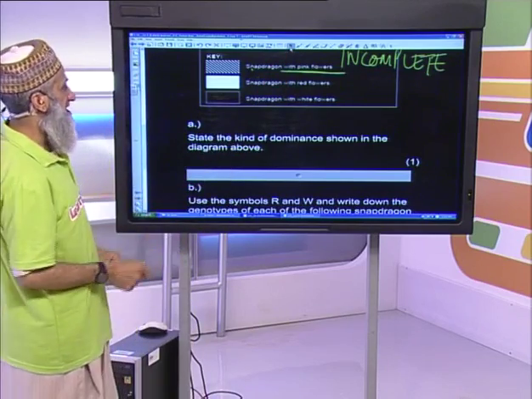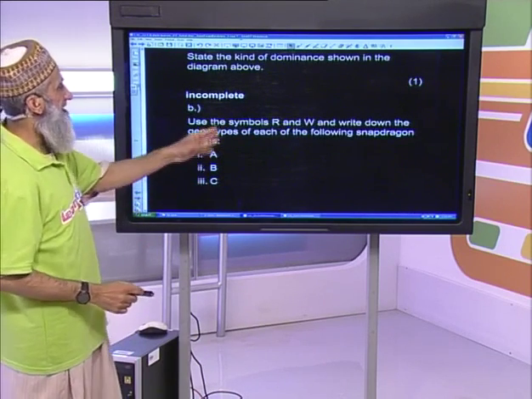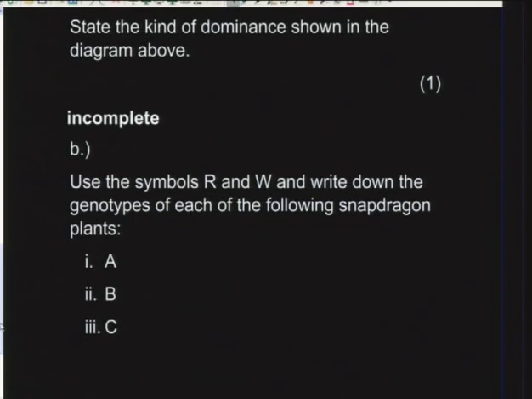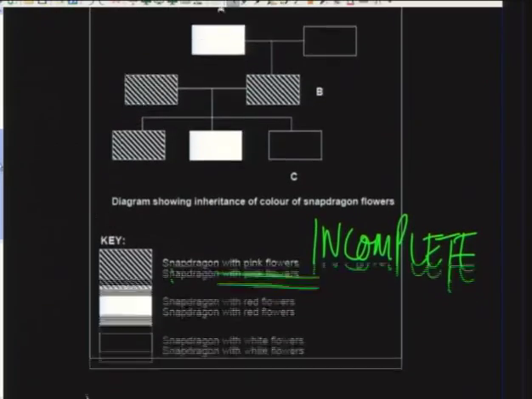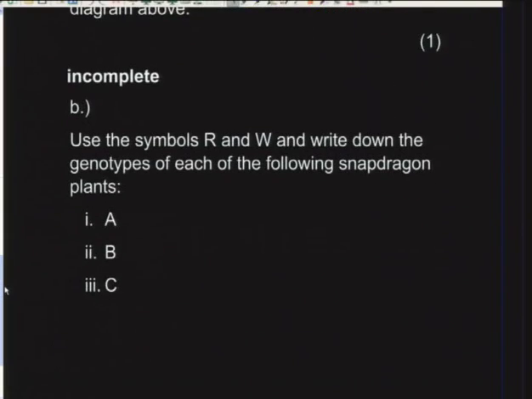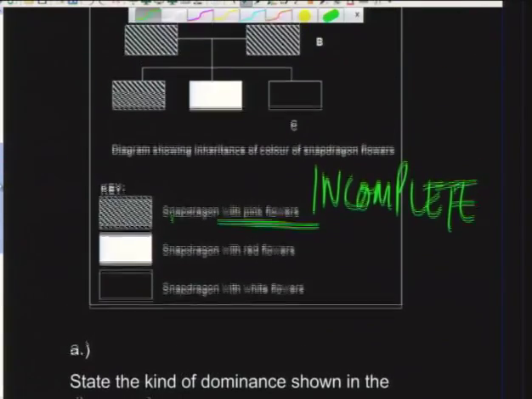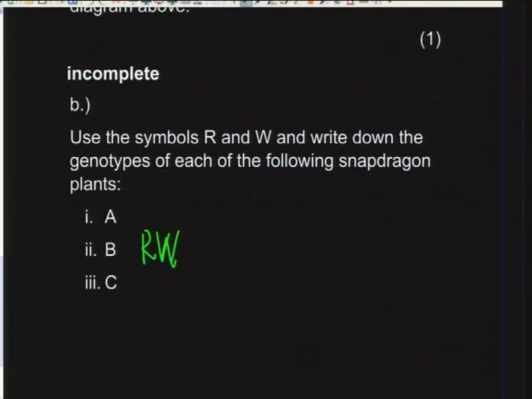State the kind of dominance shown in the diagram above. I've given you that already. It's incomplete. Use the symbols R and W and write down the genotypes of each of the following snapdragon plants. So A was red, B was pink, and C was white. The one that is pink is the easiest one to do first. That was B, I think. Yeah, B is pink. That one will have both, isn't it? And if A was red, it will obviously be homozygous for red. And if C was white, it's going to be homozygous for white.